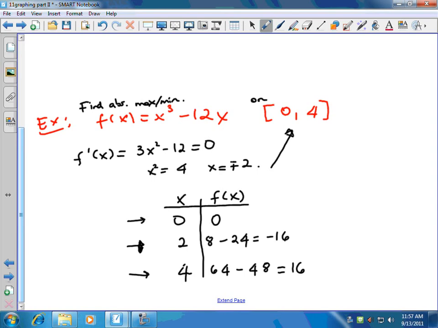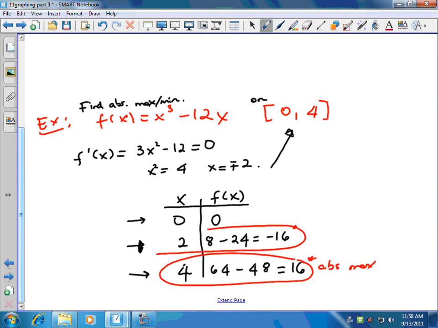So now look at your second column values. The absolute largest value you got there, 16. This is going to give you 4 comma 16 as your absolute max. And the absolute lowest number you get in the second column is going to give you 2 comma negative 16 as your absolute minimum for this function.